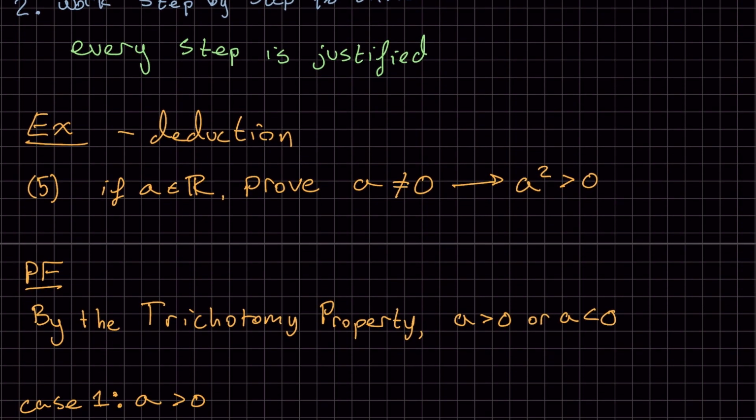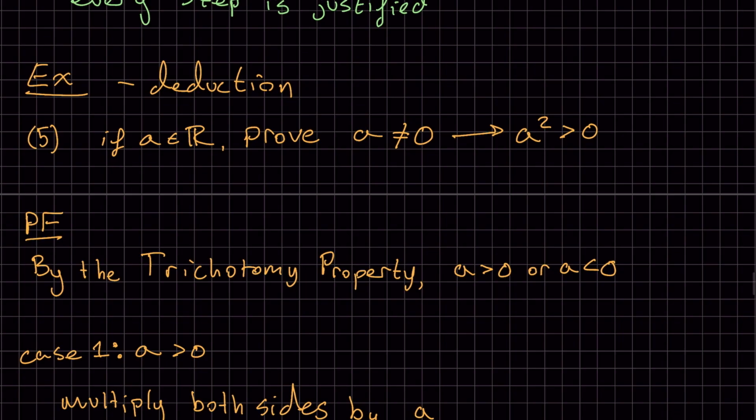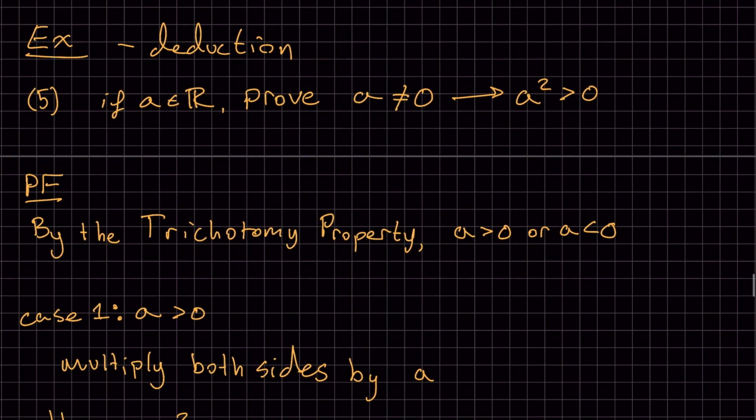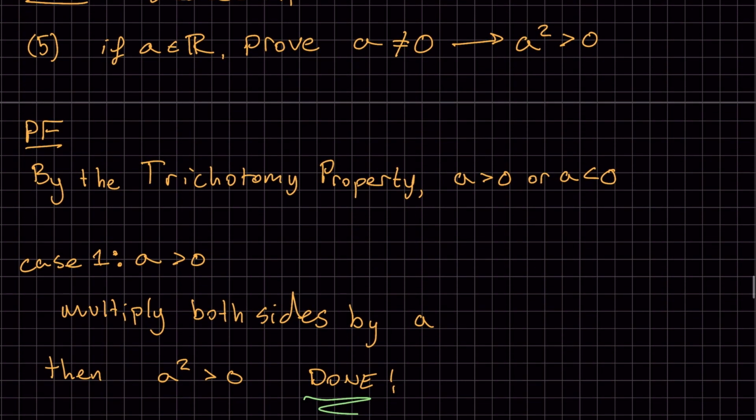So here's an example using deduction. If a is in the real numbers, prove if a does not equal 0, then a squared is greater than 0. Well, by the trichotomy property, which we learned last time, a has to be greater than 0, or a has to be less than 0, or a has to be equal to 0. Now, we assume our hypothesis, so a does not equal 0. That is our hypothesis in this case.